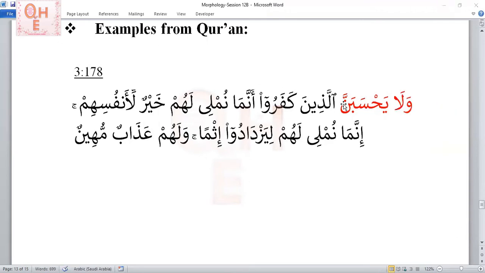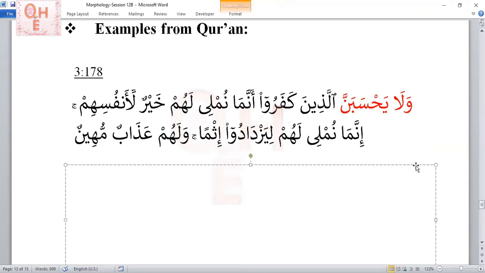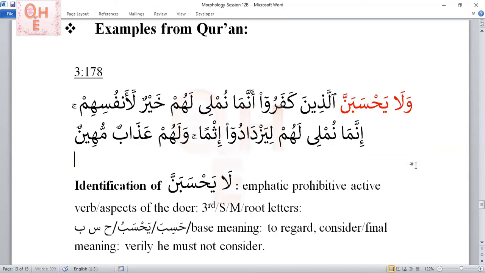Okay, inshallah. Let's browse over and see whether we have any more emphatic verbs. And there are no more. Okay. Now let's look into the identification, inshallah. So this is our verb, لا يحسبن. This is an emphatic prohibitive active verb.